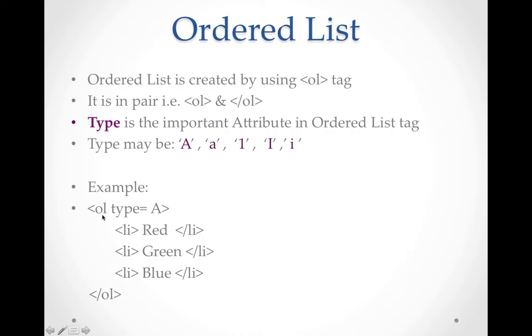For example, we started with the OL tag and type is equal to A. Instead of this A, I can write small a, 1, capital Roman or small Roman. Whatever I write, I will get all the things in sequence. So I mentioned A here, so I will get A red, B green, C blue.